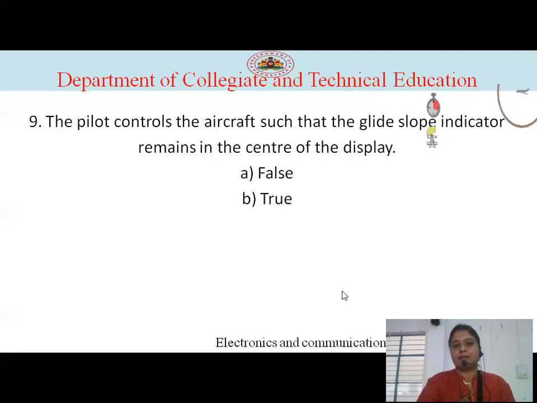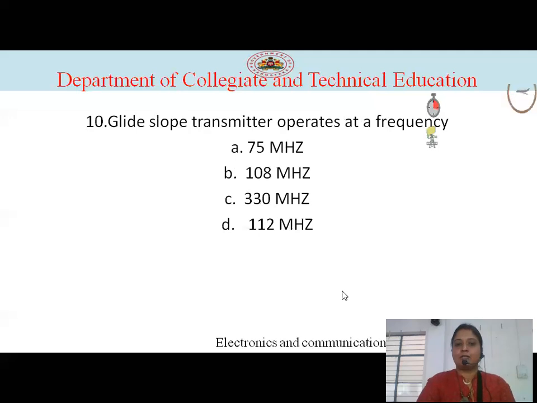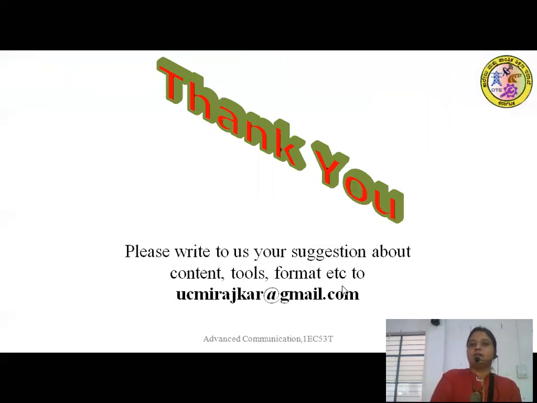The pilot controls the aircraft such that the glide slope indicator remains in the center of the display. True or false? It is true. The glide slope transmitter operates at a frequency of: it is C, 330 megahertz. Okay, thank you. We will continue in the next session.